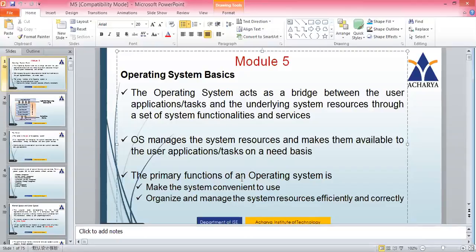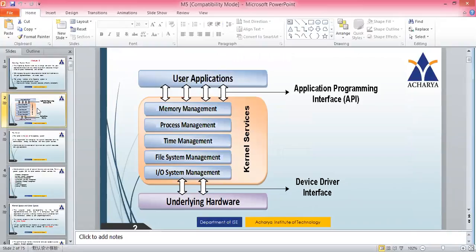The primary function of an operating system is to make the system convenient to use. All of you know the advantages of an operating system. We are seeing our Windows operating system, Linux operating systems. Definitely, the operating system makes the entire system convenient to use, and it organizes and manages the system resources efficiently and correctly, as discussed in the earlier point.